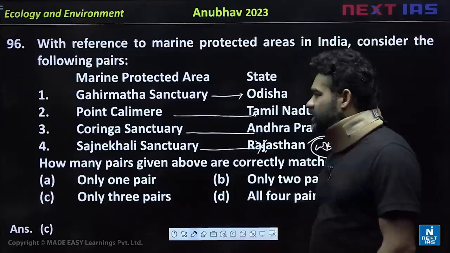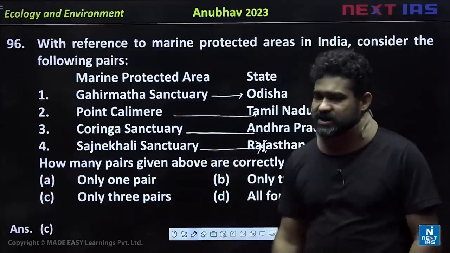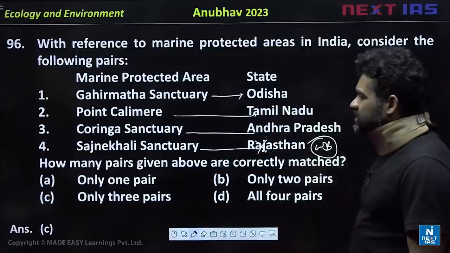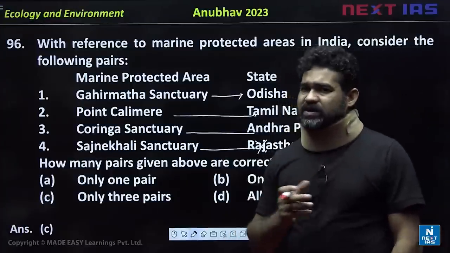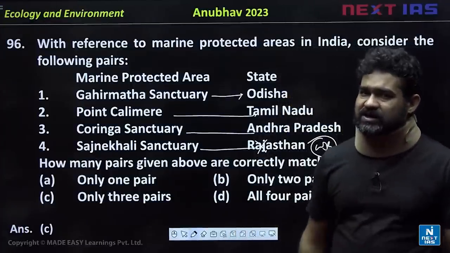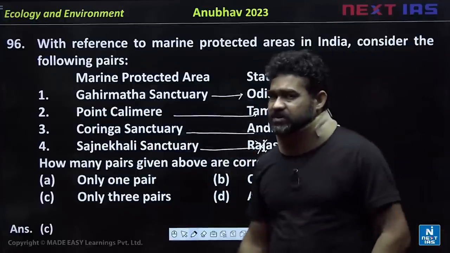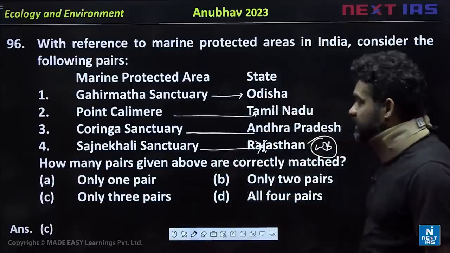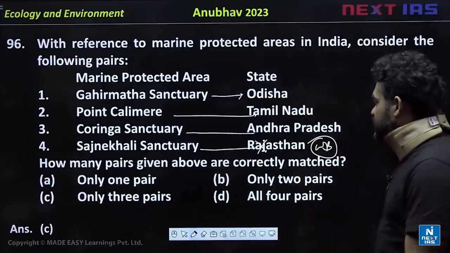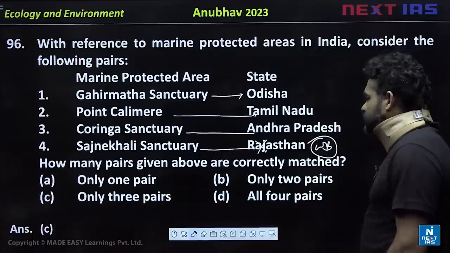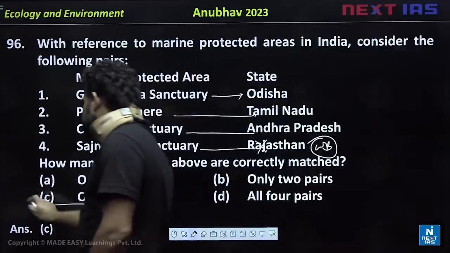In the Sundarban area, a wildlife sanctuary, the Sajnekhali Wildlife Sanctuary, is also there. From the name you can get an idea; you must have read such terms in West Bengal or beyond it in Bangladesh, right? So that's Sajnekhali Sanctuary. So this one is wrong. 1, 2 and 3 are correct. So only 3 pairs are correct. Let us see.